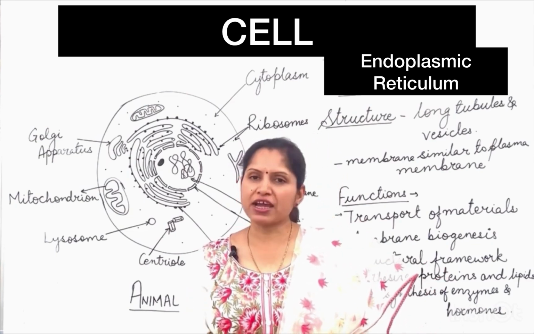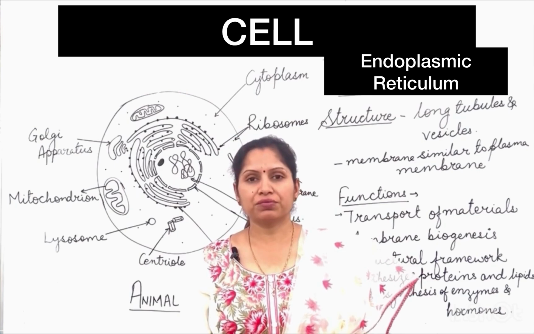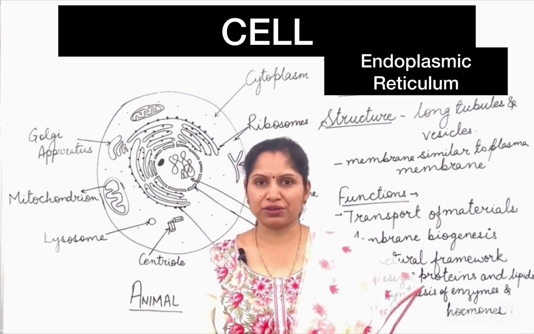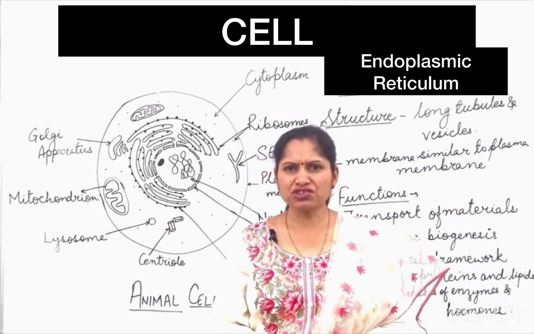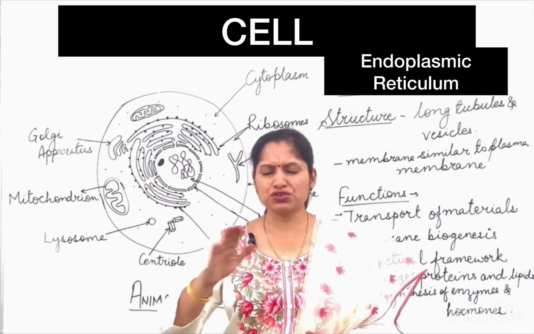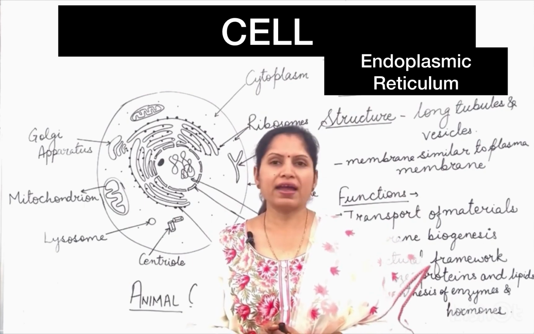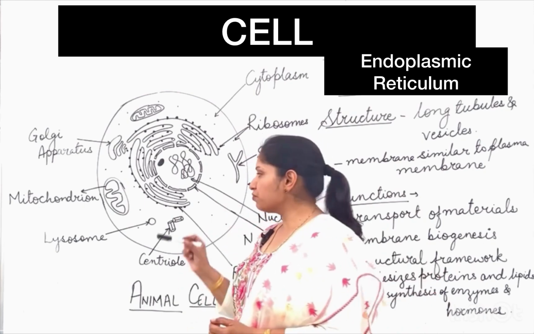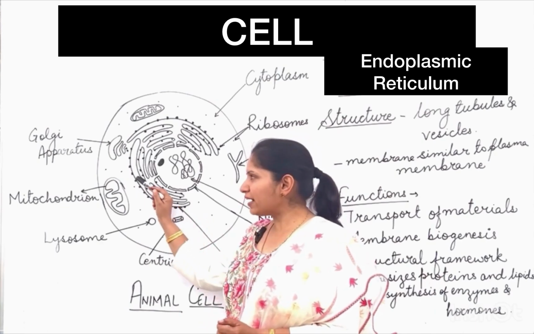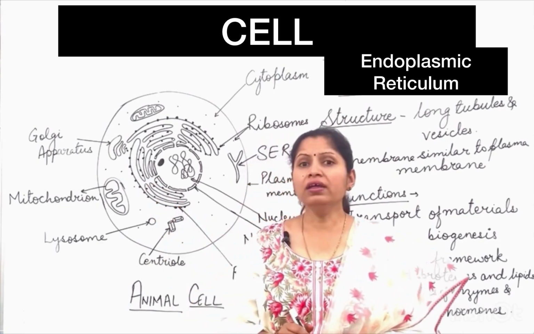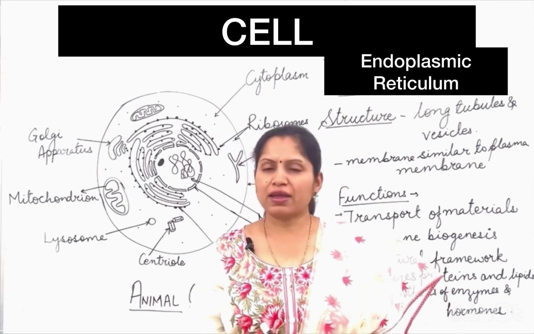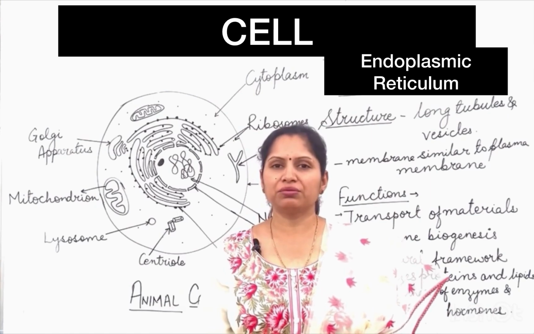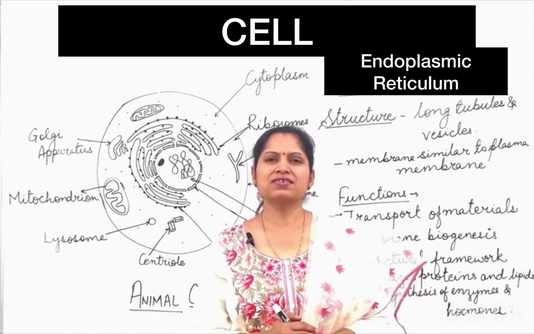There are two types of endoplasmic reticulum: rough endoplasmic reticulum and smooth endoplasmic reticulum. The word rough itself suggests that its surface is not going to be very smooth. But why is it rough? Rough endoplasmic reticulum is rough because of the presence of small granular structures called ribosomes. Ribosomes are present over the surface of the endoplasmic reticulum, which makes its surface rough.